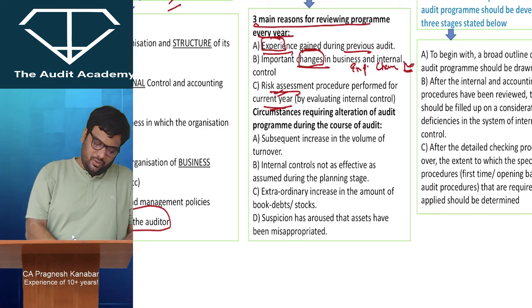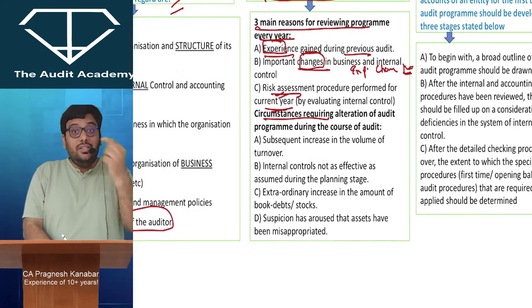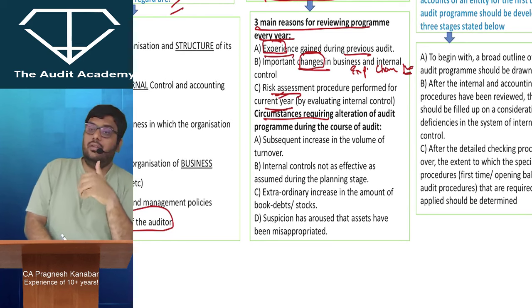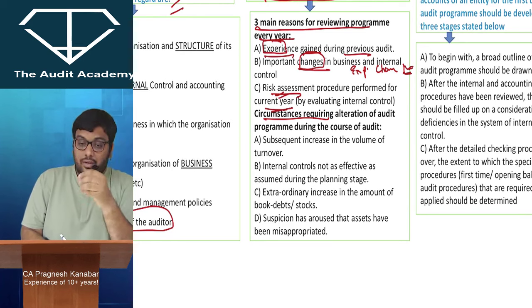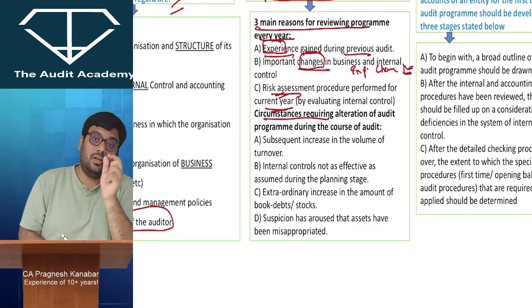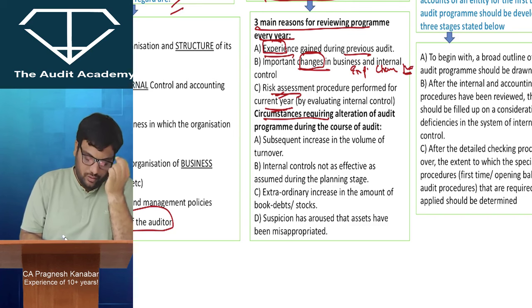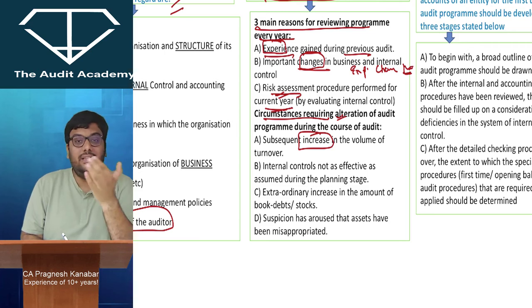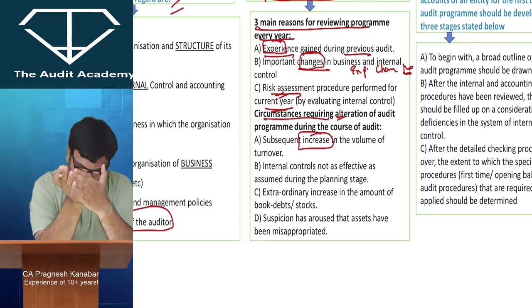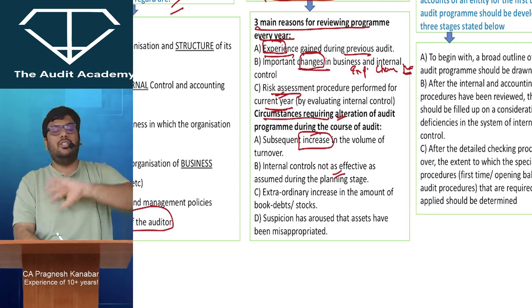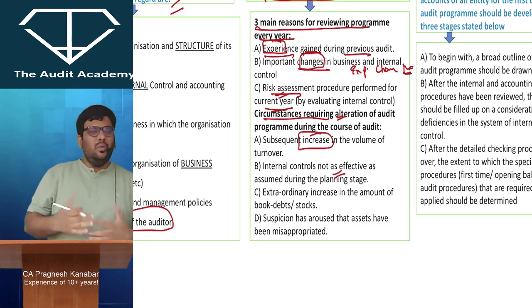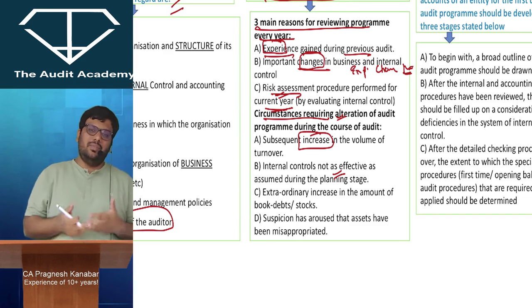Then they just want you to give some examples of why you will change the program in between the current year audit. All right. So let us say in April you started the audit and somewhere in between you feel like, okay, I need to change the program. What are the examples that will make you feel that during the course of audit, you need to alter the program? If all of a sudden there is an increase in the volume, if the internal controls are not as effective as you had thought earlier, or if there is an extraordinary increase in the bad debts and so on. So you can write any two, three examples, but if you write two examples from here, then it is better.